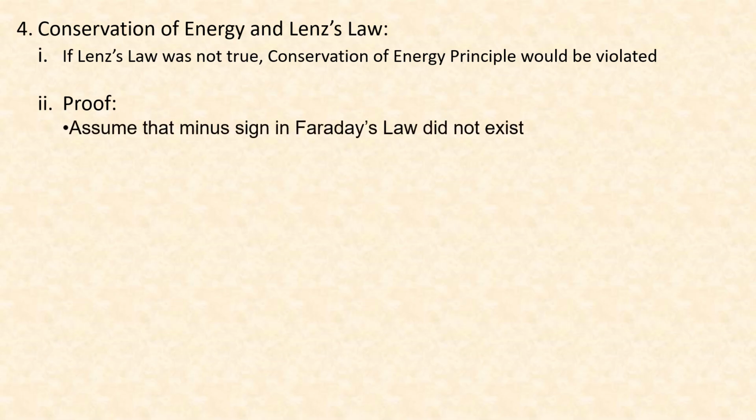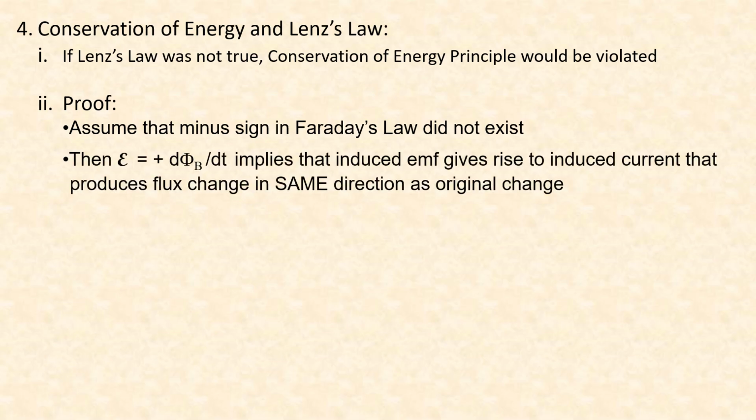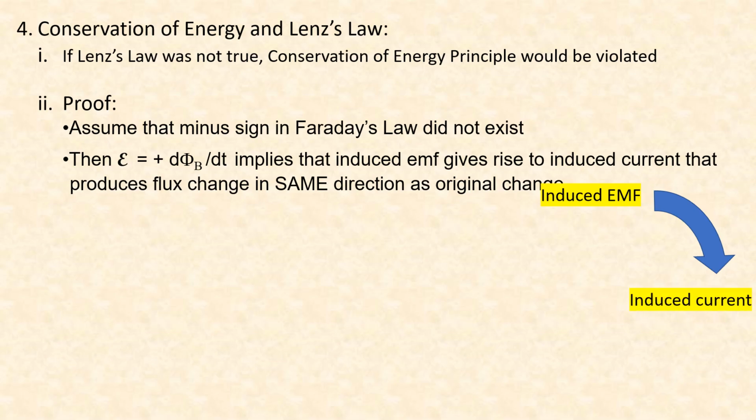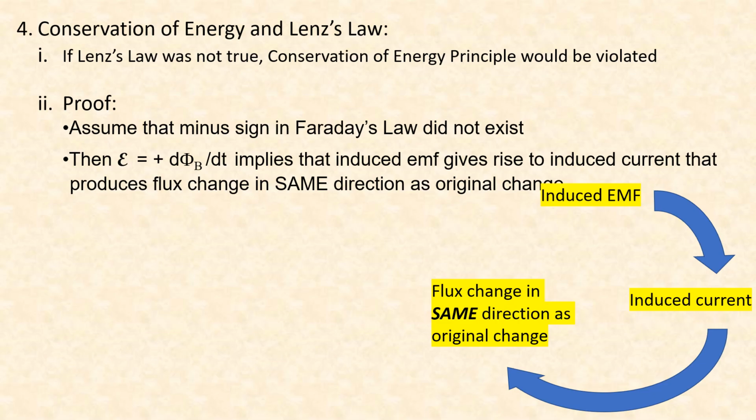So we will start by assuming that the minus sign in Faraday's law did not exist, in which case Faraday's law would look like this. It would imply that the induced EMF would give rise to an induced current that produces a flux change that would be in the same direction as the original change.